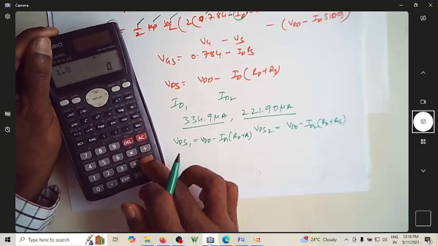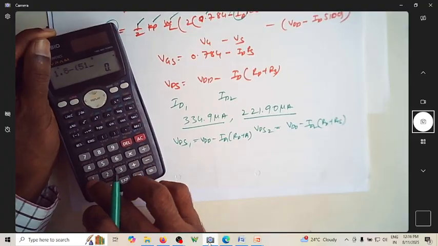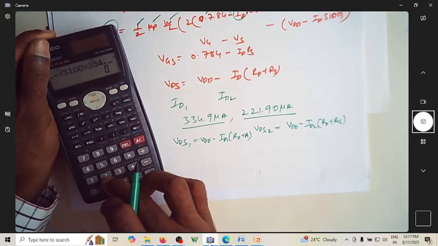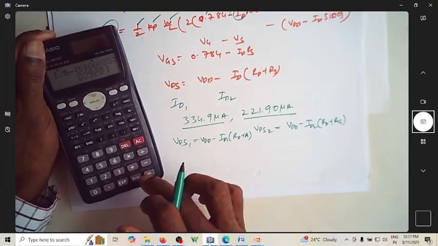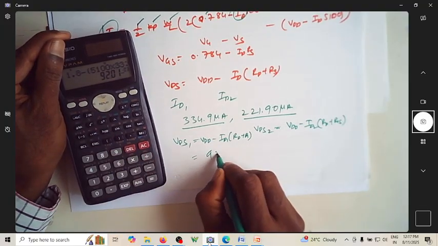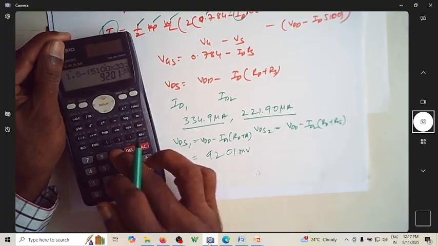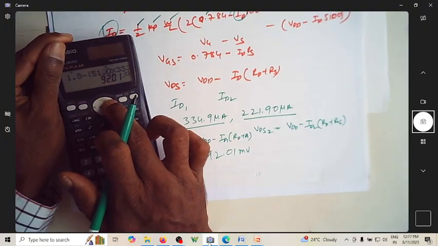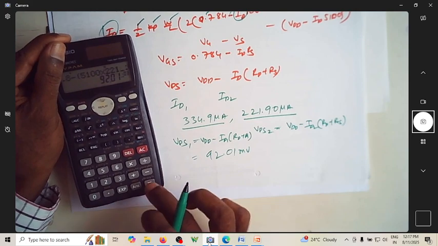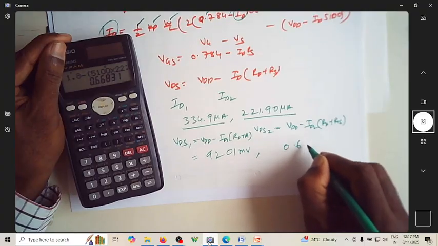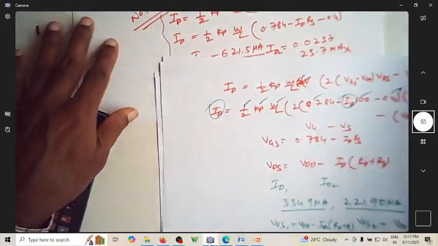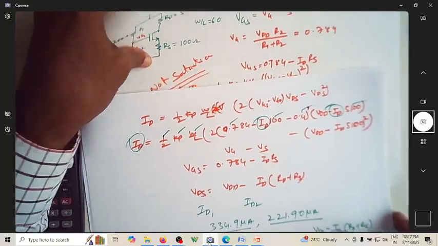It is 1.8 minus 5100 into ID, which is 334.9 exponential of minus 6. It comes out to be 92.01 millivolt. The other one, if you replace it by 221.9, then it comes out to be 0.6668 volt. So naturally you have this VGS.